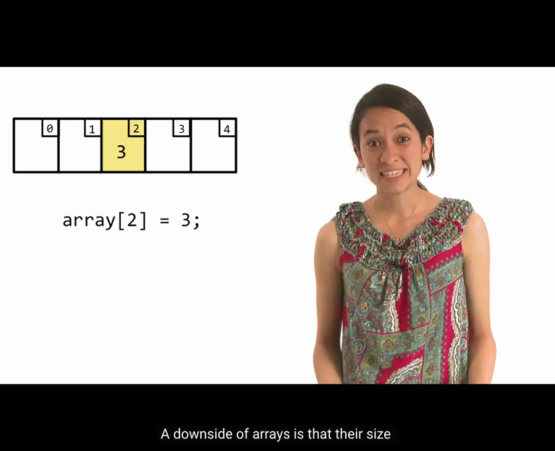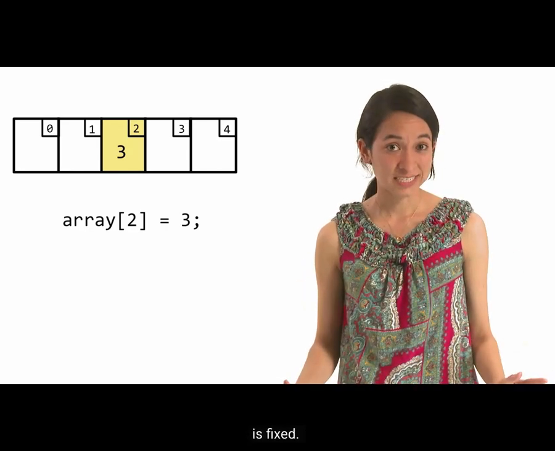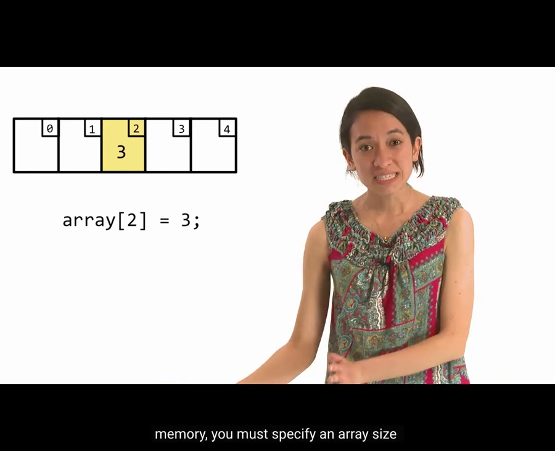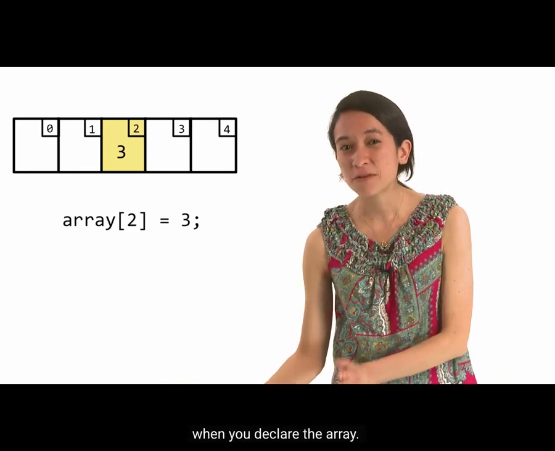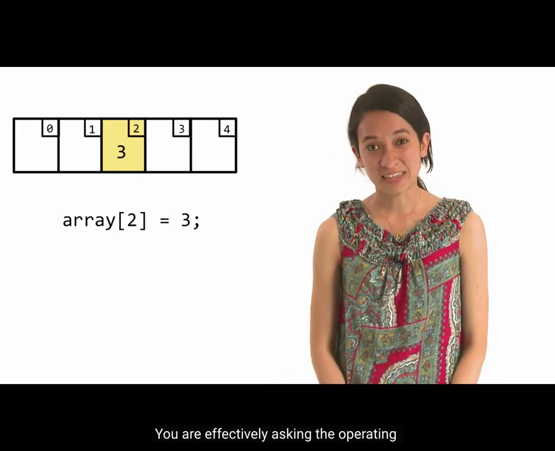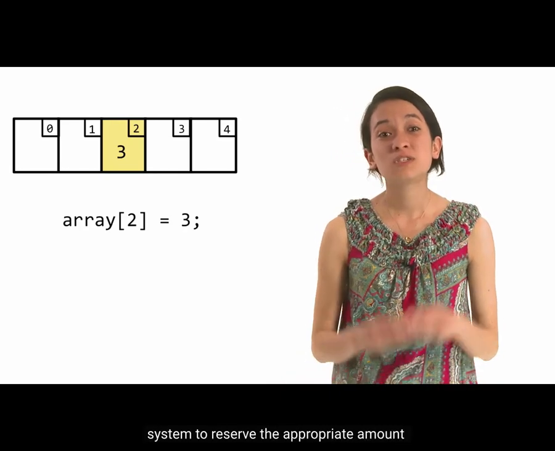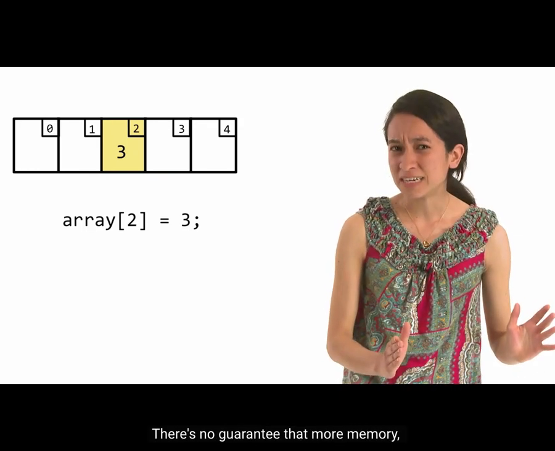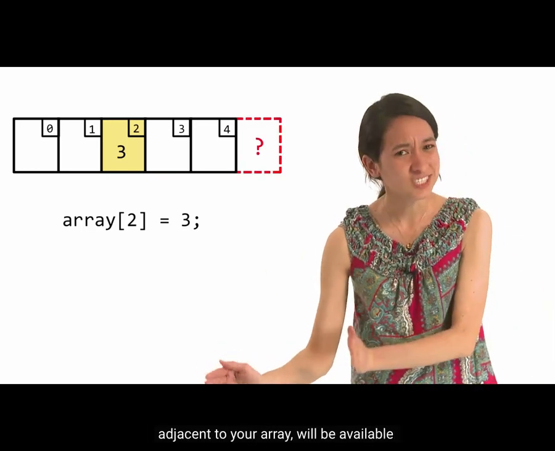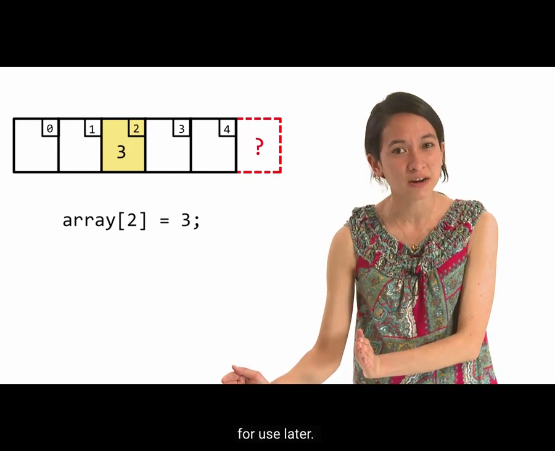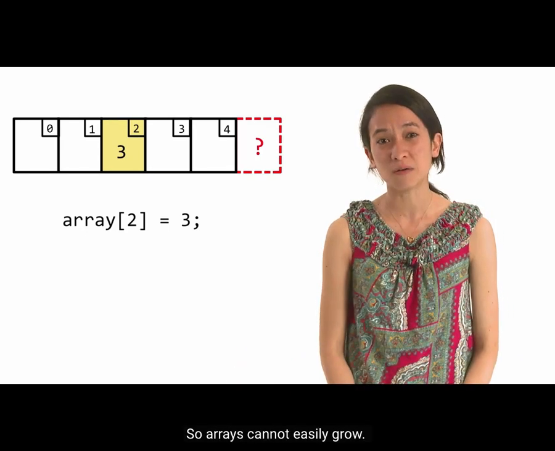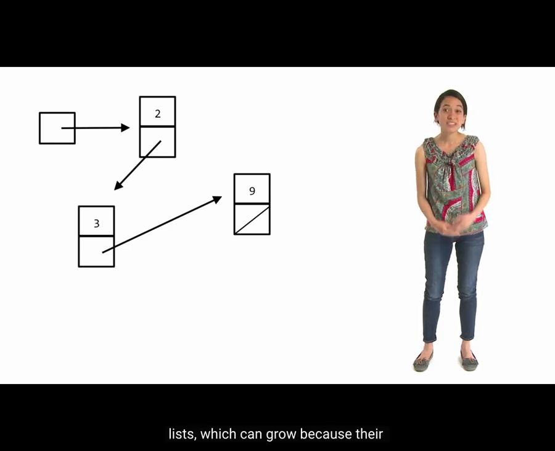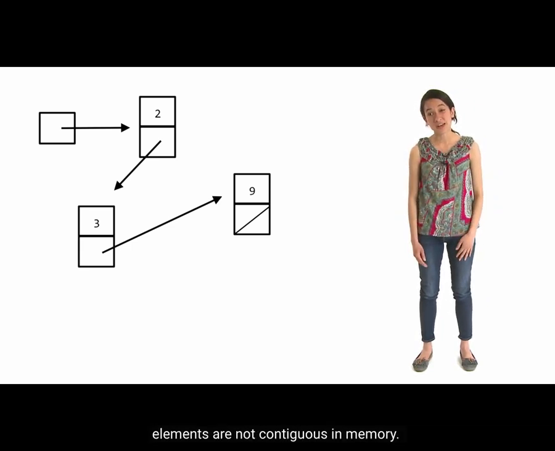A downside of arrays is that their size is fixed. Because arrays store data contiguously in memory, you must specify an array's size when you declare the array. You are effectively asking the operating system to reserve the appropriate amount of memory for the array's elements. There's no guarantee that more memory adjacent to your array will be available for use later, so arrays cannot easily grow. Recall that we also learned about linked lists, which can grow because their elements are not contiguous in memory.